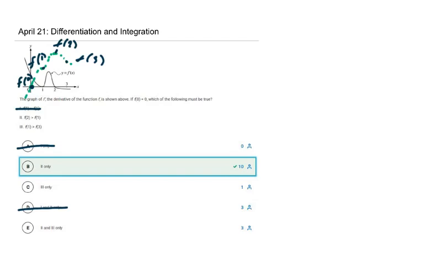For number 2, we're looking at f of 2 is greater than f of 1. Right, this one's true because in between 1 and 2, the slope is still positive, so we're still going up. So that one could be true. Well, that one has to be true, not could be, has to be. So we know that C only, 3 only isn't right. So now we're stuck between, is it 2 or is it 2 and 3?